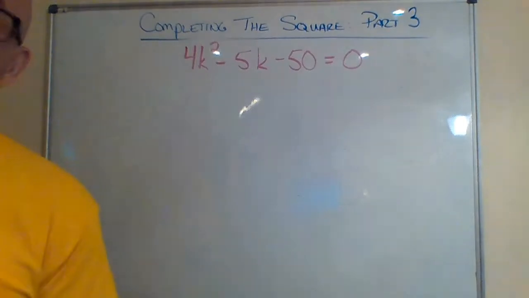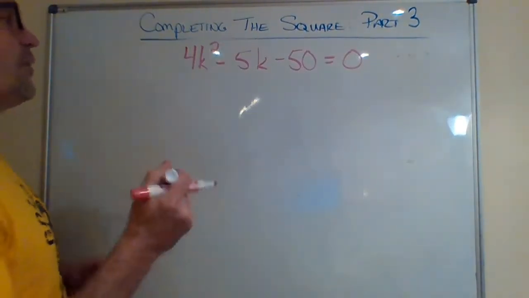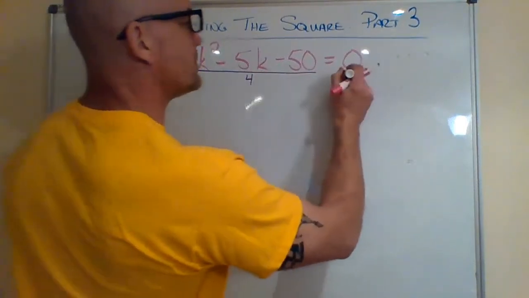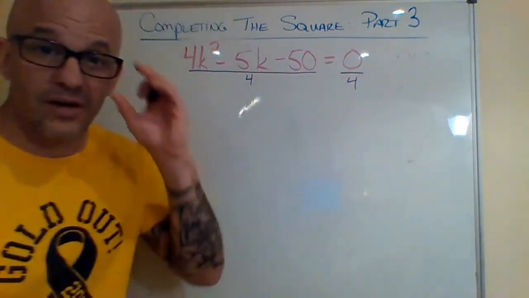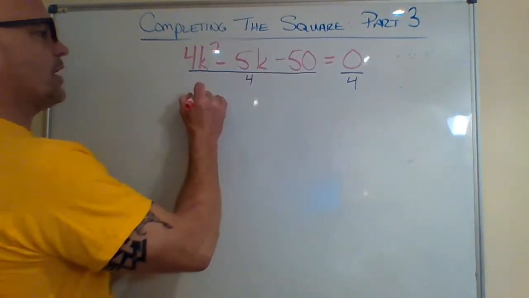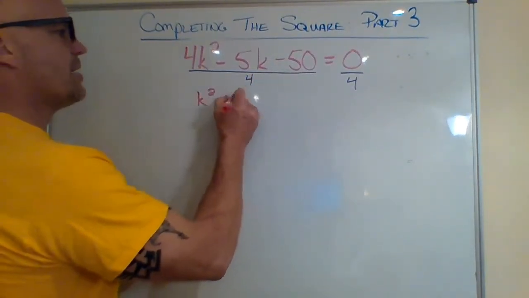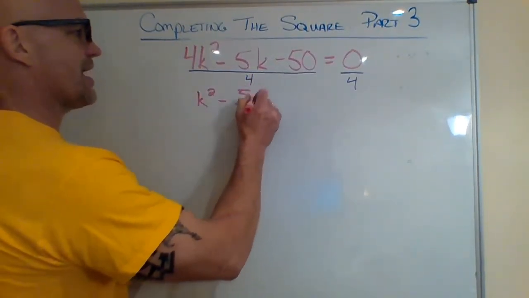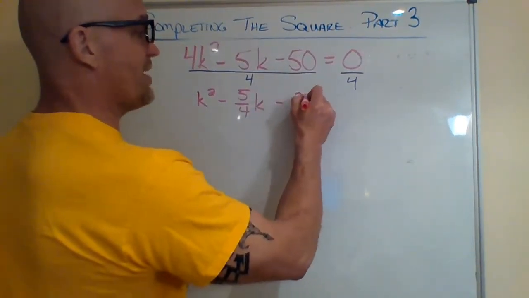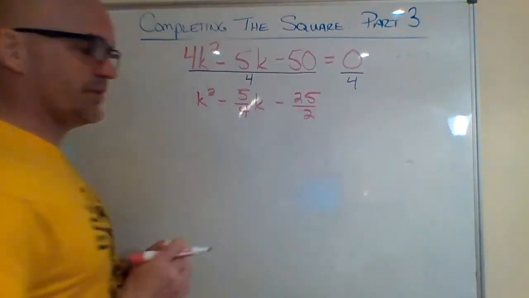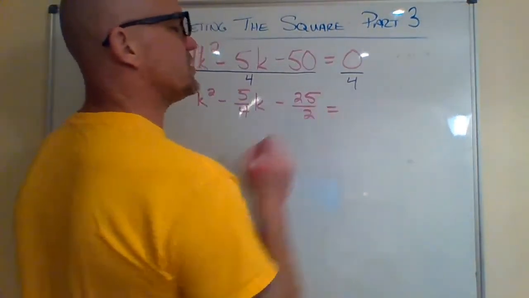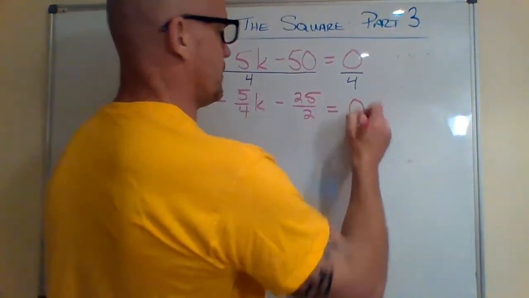To complete the square here, first thing I've got to do is get rid of that coefficient of 4. So I'm going to divide everything through by 4. I'm going to try to write a little bit smaller. I hope you guys can see that, just so I have room. So dividing out by 4, I'm looking at k squared minus 5/4 k, and then minus 50/4, which would be 25 halves when I reduce. Easier to stick with this. That's going to equal 0 over 4, which is just 0.